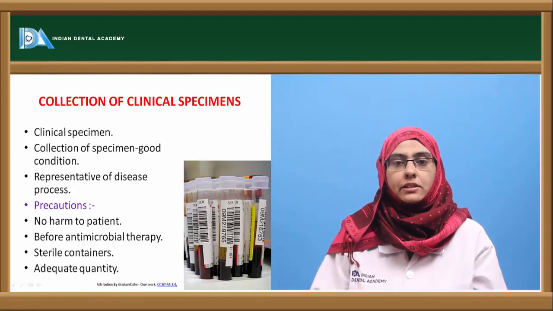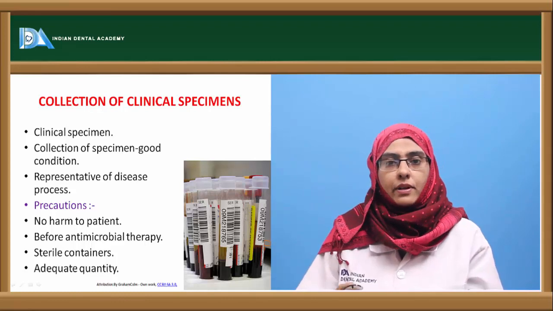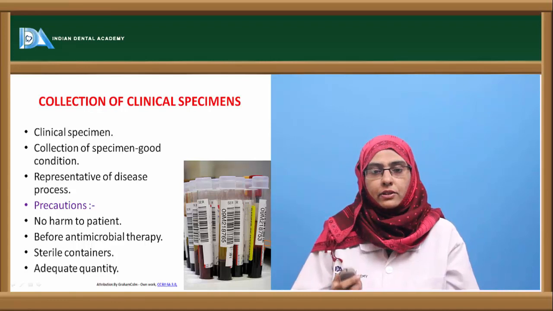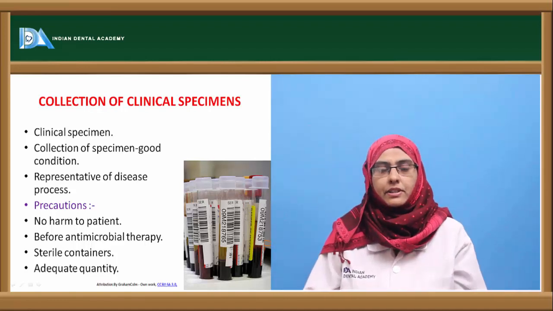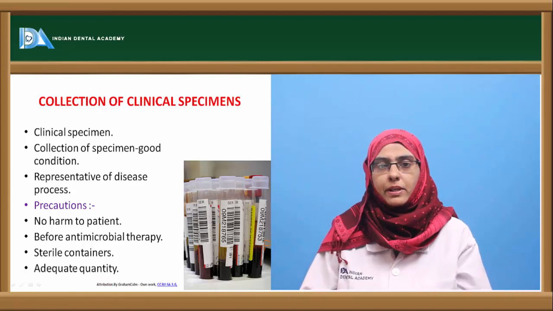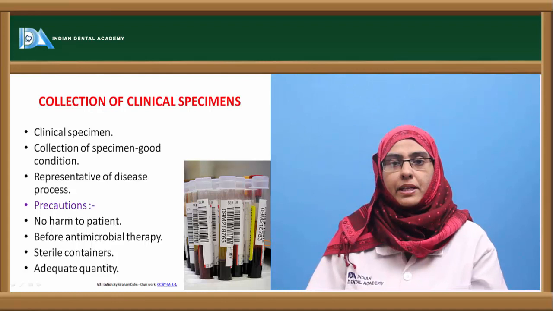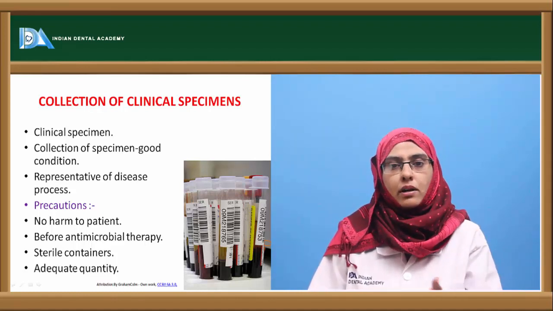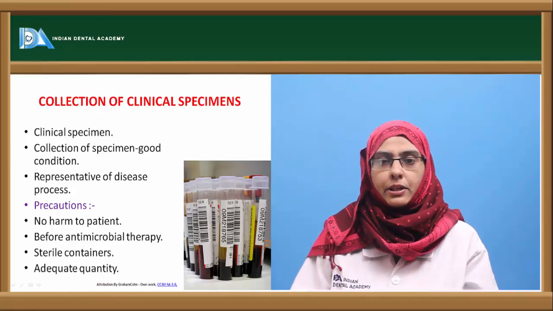The precaution to be taken while collecting the specimen is that he should not harm the patient. In case of lumbar puncture, or when collecting specimens from children, or catheterization to collect a urine sample, it should be ensured that the patient is not harmed. Next, we should ask the patient whether he was already on antimicrobial therapy or not. If the person is already on antimicrobial therapy, it will suppress the growth of the pathogenic microorganism. So the ultimate goal of the diagnostic procedure is lost.